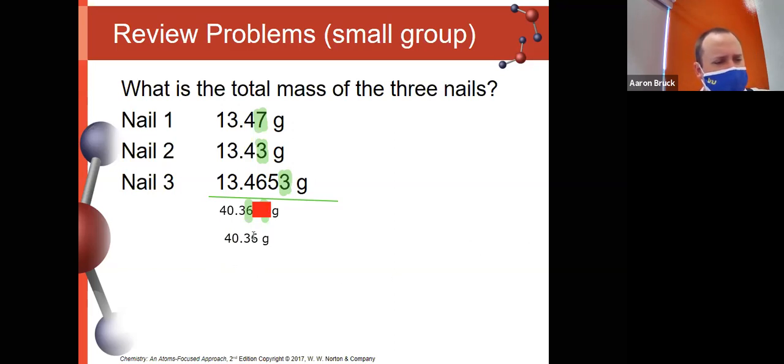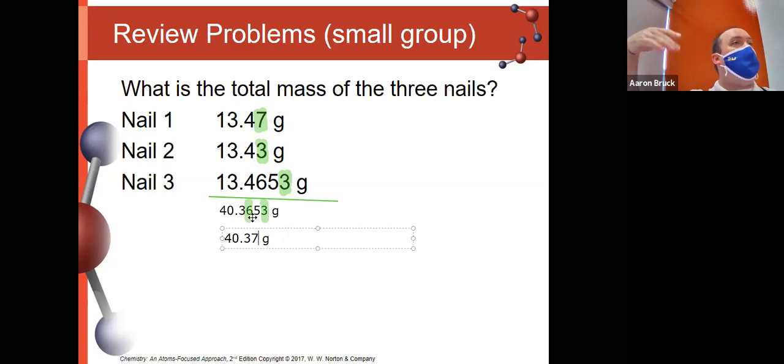And actually, let me double check that. Oh, we got a rounding issue. My apologies. This would actually be 40.37 grams. So when we have multiple uncertain digits after a calculation, we have to choose the one that is going to eliminate all the other ones and get us back to one uncertain digit. And so that usually means we have to reduce the number of decimal places, reduce the number of significant figures. It also means that we have to evaluate, okay, in that spot, how do I round?